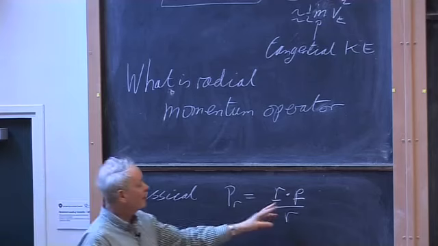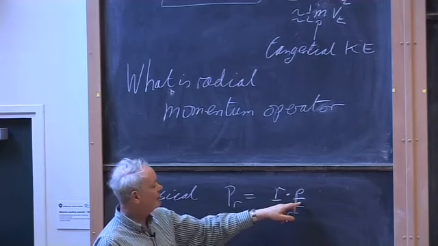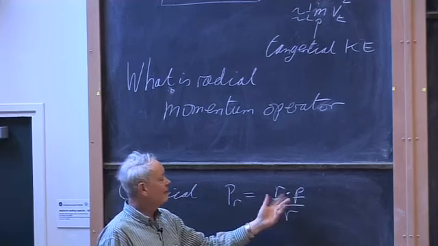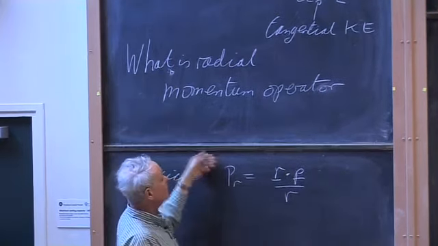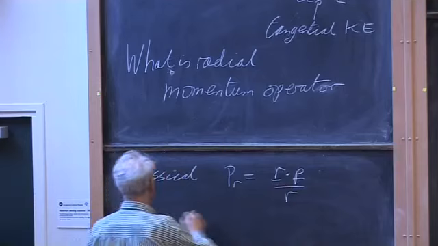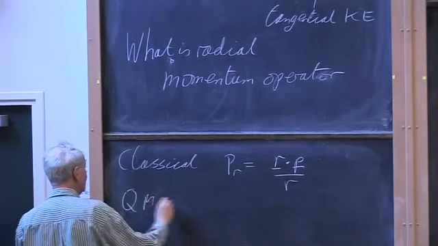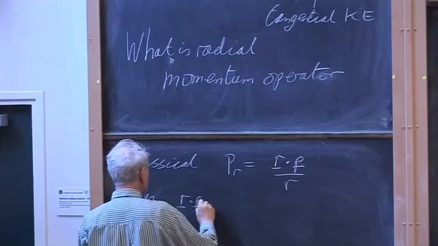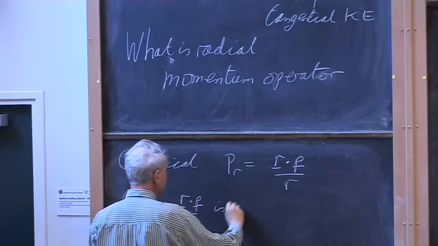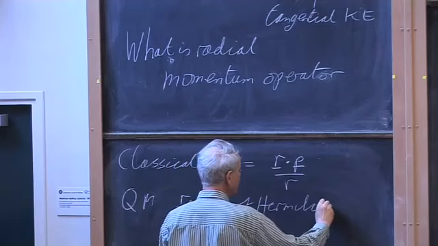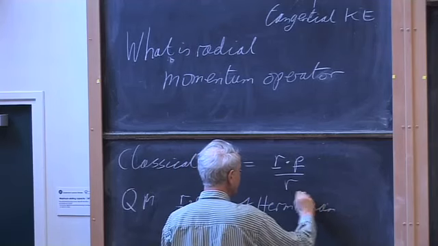But there's a problem with this from the perspective of quantum mechanics, because this operator doesn't commute with this operator. Well, what does that mean? This thing, so in QM, r dot p over r is not Hermitian. Let me prove that to you. It's easier to prove that in general than in particular.